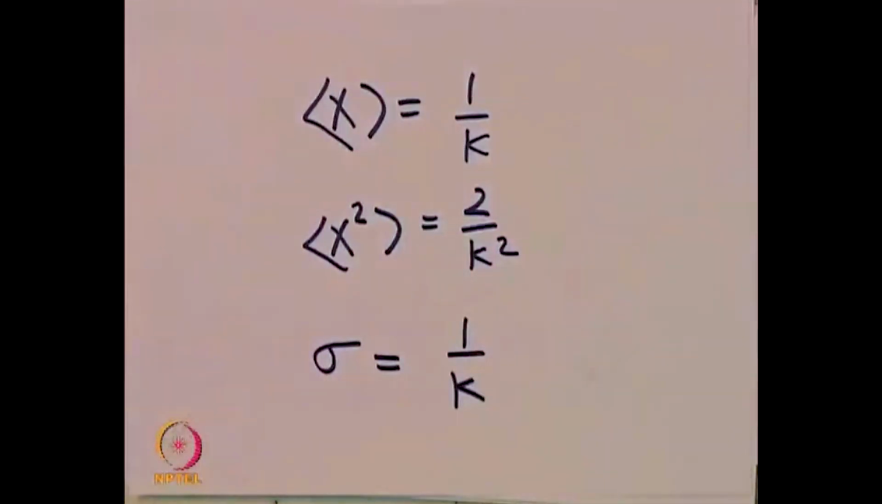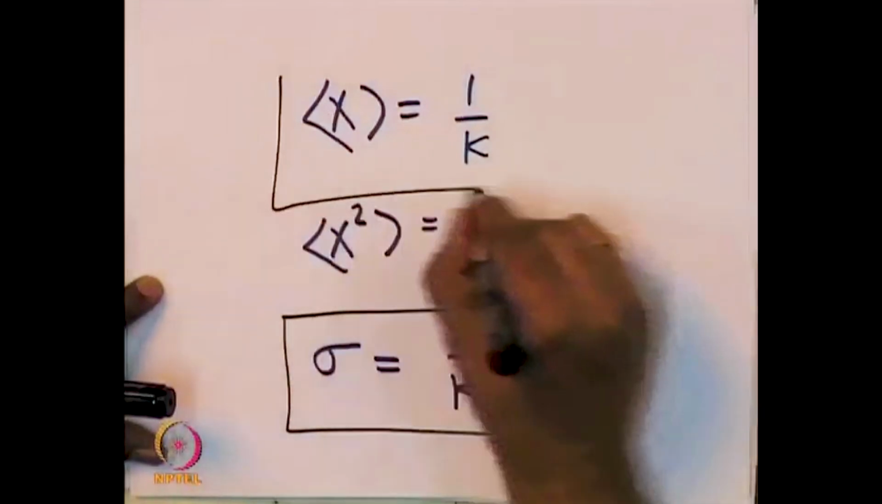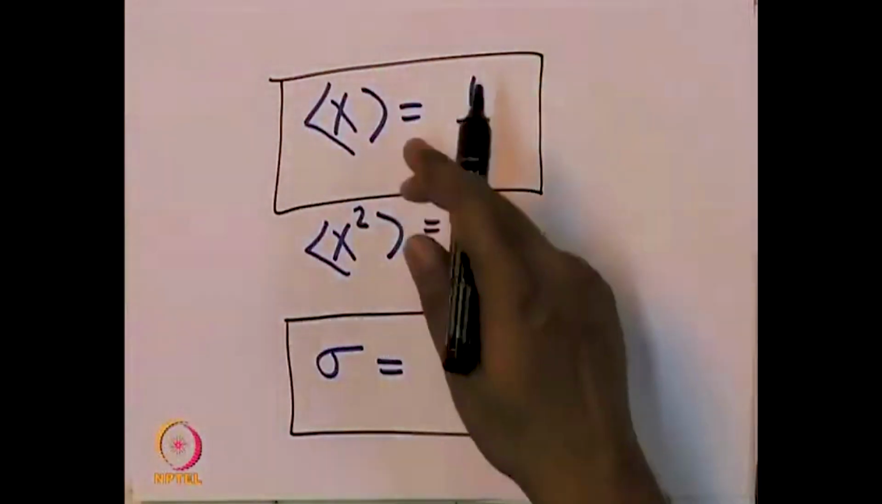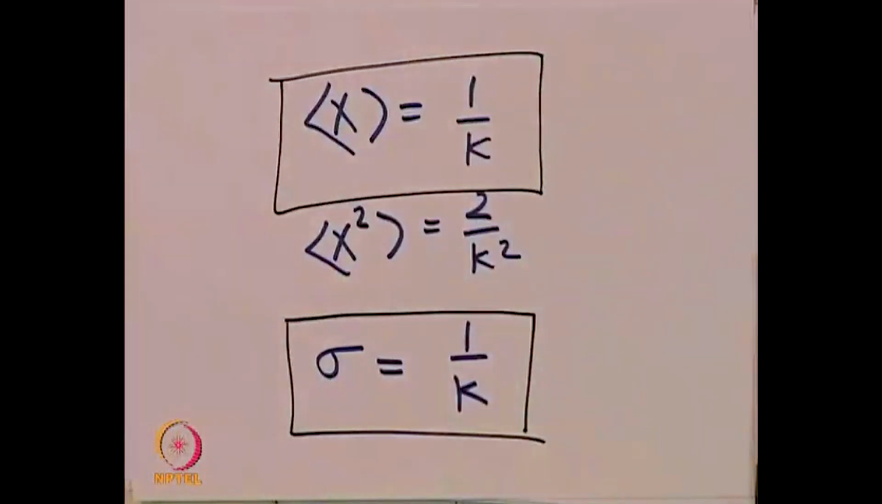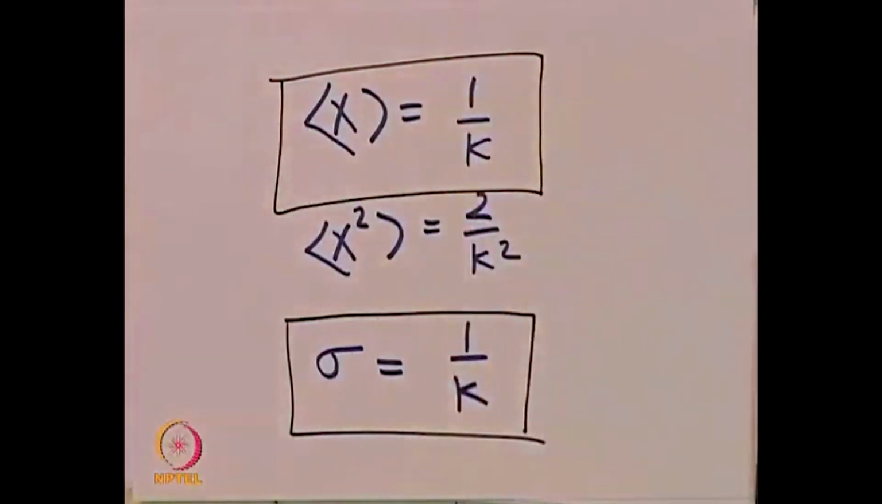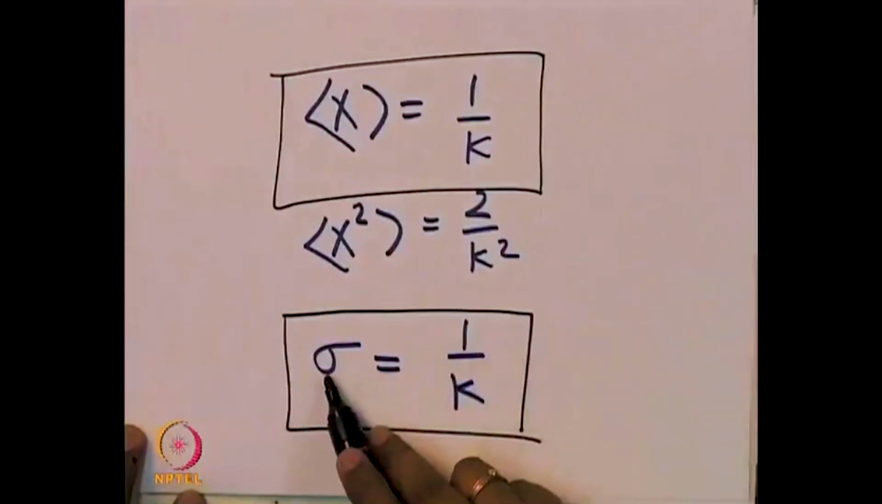So, what are we finding? We find that the standard deviation and the average are the same. For the exponential distribution, this is a very interesting property, that it has average and standard deviation of the same value. So this is an interesting thing to note or remember about the exponential distribution.